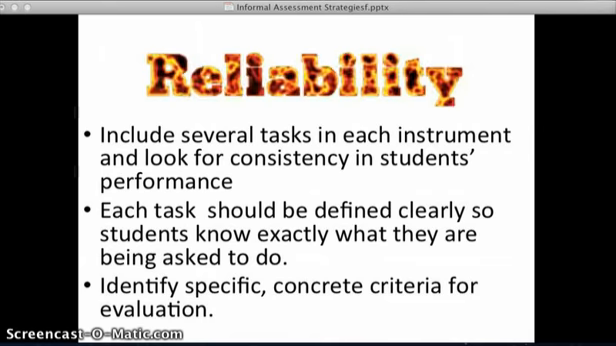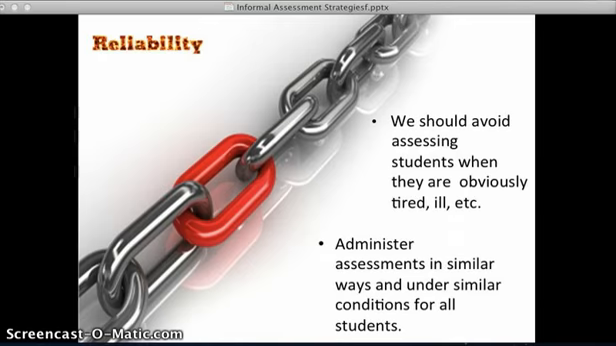We should try not to let expectations for students' performance influence our judgment. That is, we should avoid assessing students when they are obviously not feeling well, and administer assessments in a similar way under similar conditions for all the students in the same class.